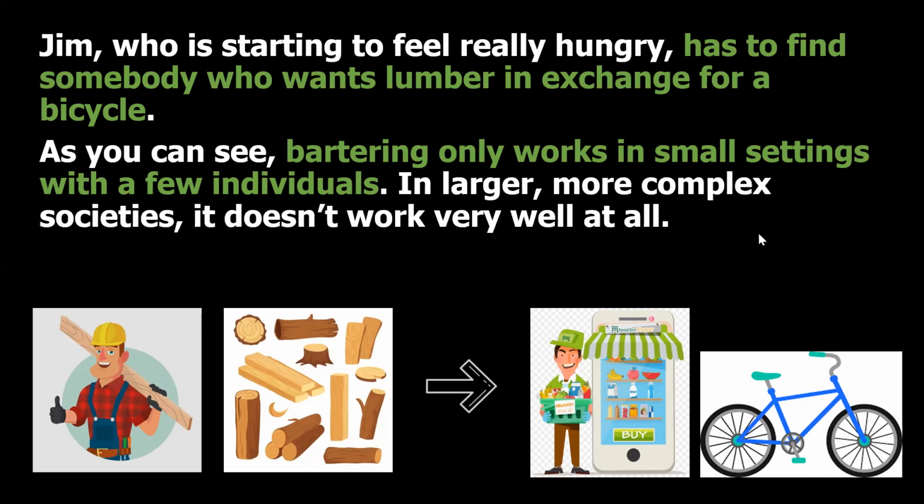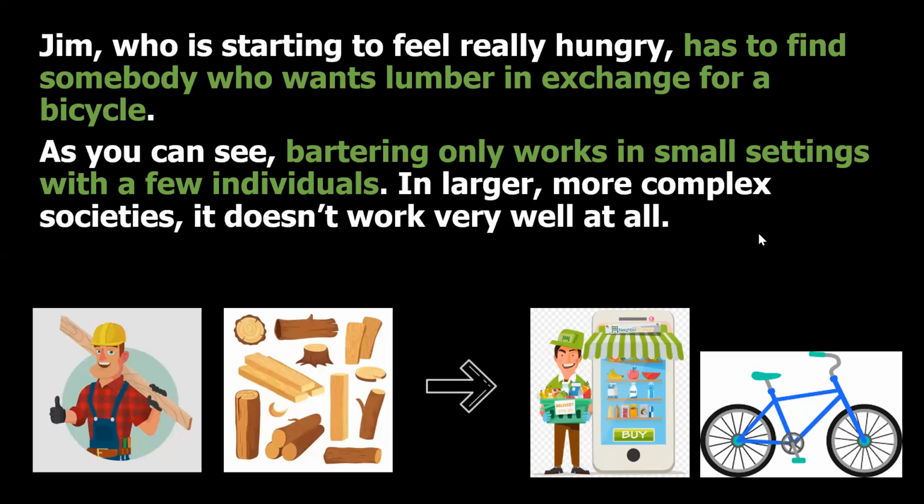So this is what he needs to do. He has to find somebody who wants the lumber in exchange for a bicycle and then give the bicycle to the owner of the grocery store. So it gets troublesome. It gets complicated because will you actually find someone who wants to trade lumber for a bicycle? Kind of hard. So as you can see, bartering only works in small settings with a few individuals.